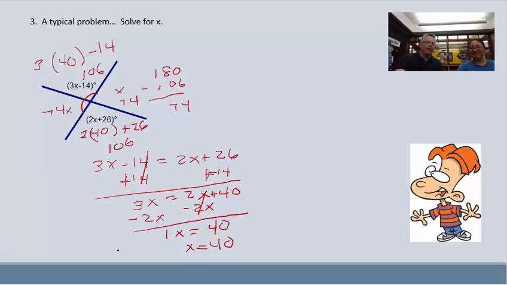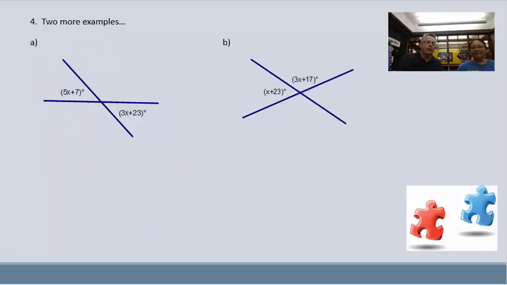Now we're going to mix it up a little bit. This is what we've got to get used to. One of these problems is a vertical angle problem, and the other one is a linear pair problem. So we have to recognize the situation here. These two are vertical angles. They're opposites. So the relationship is they're congruent, which means the angle measures have to be equal. That's what it means to be congruent. They have the same measure.